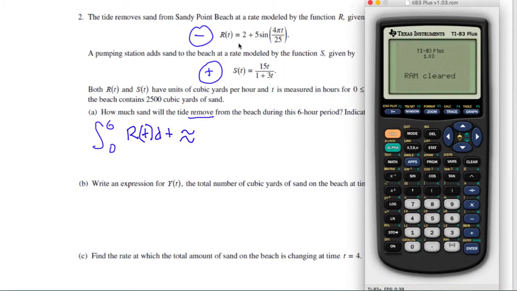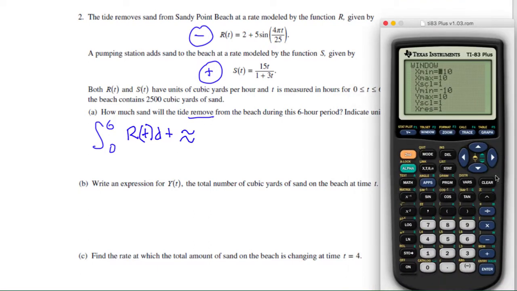But the first thing that you need to do is plug in both of these really quickly. So 2 plus 5 sine of 4 pi t altogether divided by 25. So that's the first function. The second function, you might as well get it out of the way. 15x divided by, I'm going to need parentheses down here, 1 plus 3x, end parentheses, and our window is going to be between 0 and 6. 0, enter, 6, enter, and zoom 0.